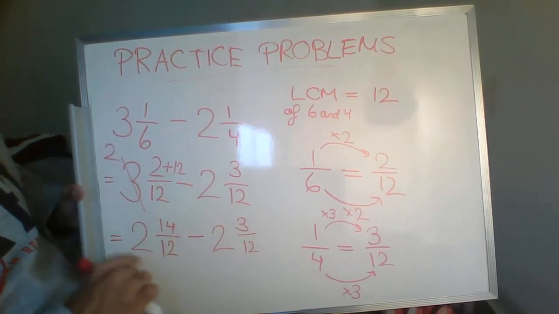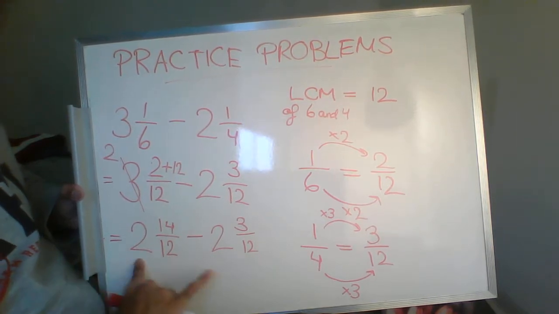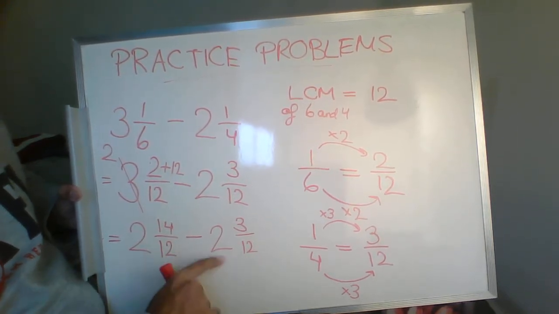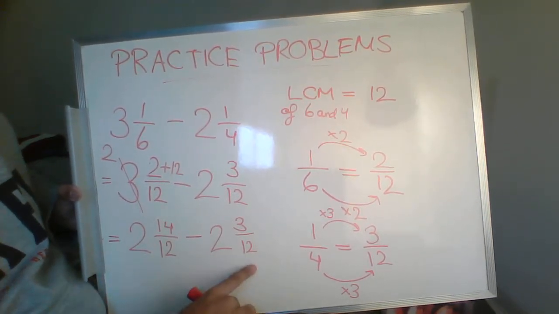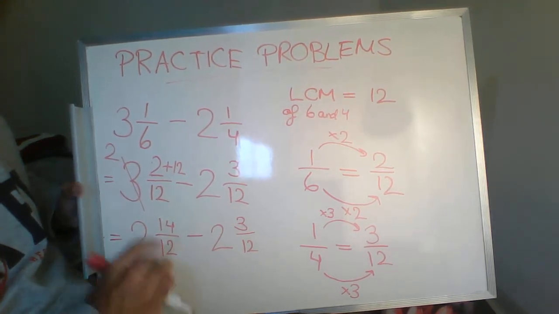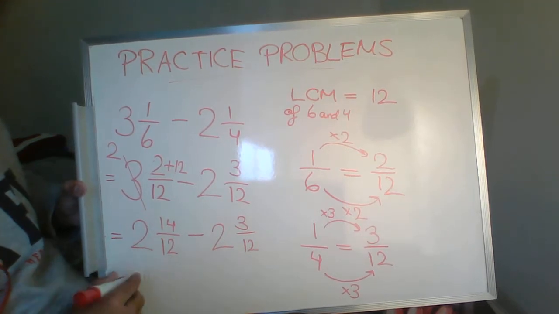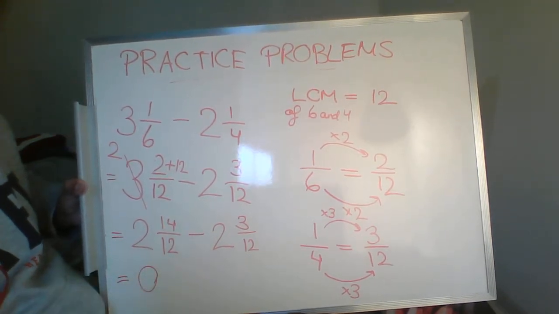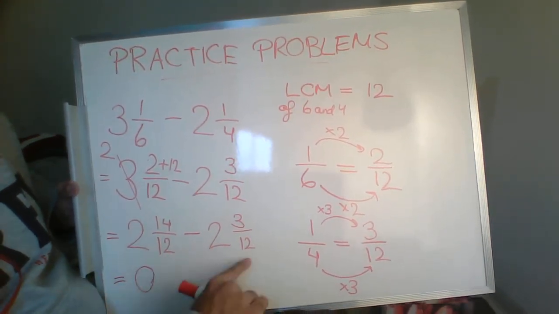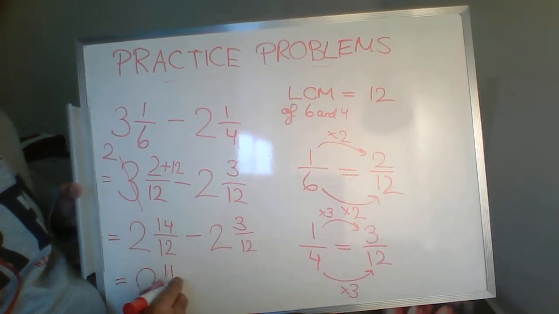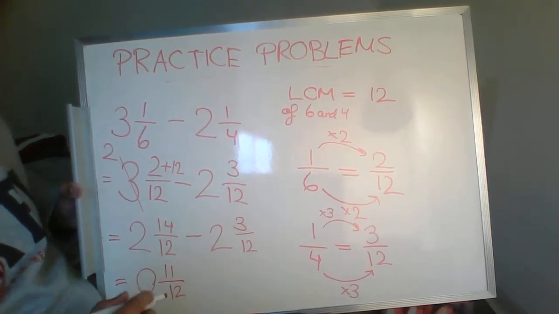So now from here, we're able to subtract 2 from 2, and we're able to subtract 3/12 from 14/12. So we can just go ahead and do that subtraction now. 2 minus 2 is 0, so I can just put that 0 there for now. You don't really need to. 14/12 minus 3/12, that's going to leave us with 11/12.